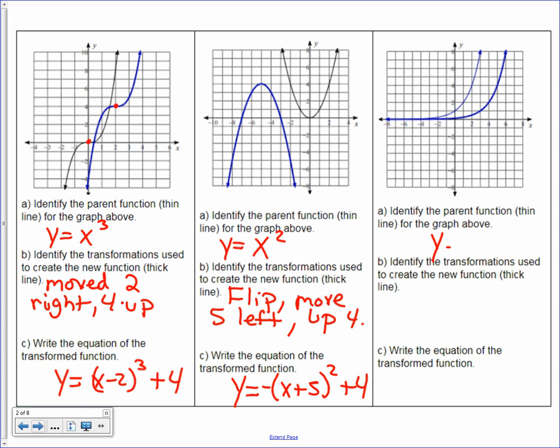This is y equals 2 to the x as my parent function. So the transformation is it moved 3 right. So then my equation is 2 to the x minus 3.